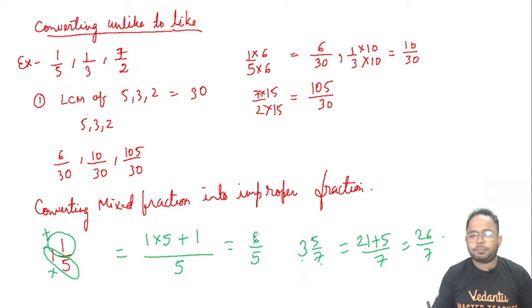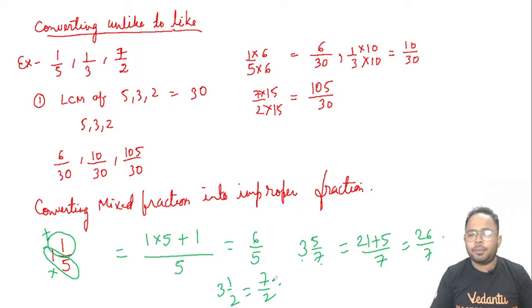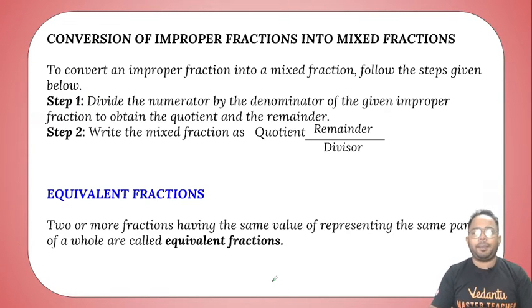If I say 3 1 by 2, very simple: 3 2s are 6, plus 1, 7 by 2. So once you practice, it will come into your habit, and you can do it in just seconds. Alright students? Okay. So now we have understood how to convert a mixed number into an improper fraction.